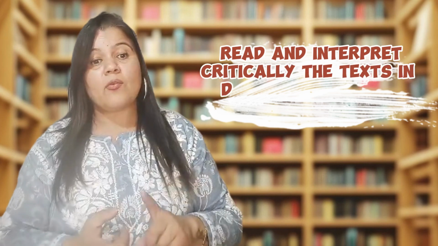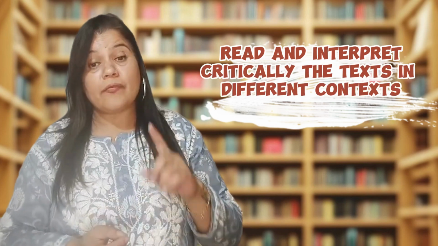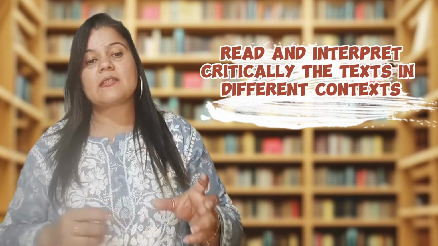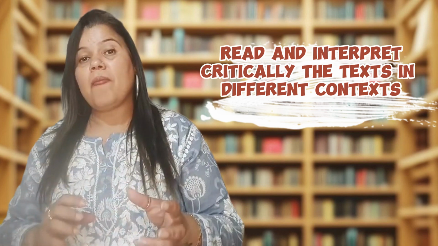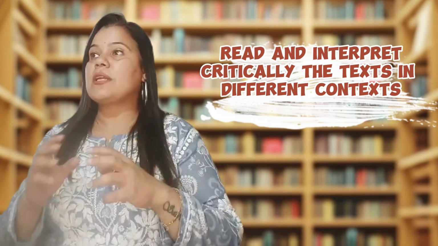Number 7, read and interpret critically the text in different contexts. Verbal and pictorial method, like the braille method where the children are unable to see, they should be able to respond even without seeing, by touching. They should also be able to tell or act out, they should read the picture and express themselves both orally as well as in written format.